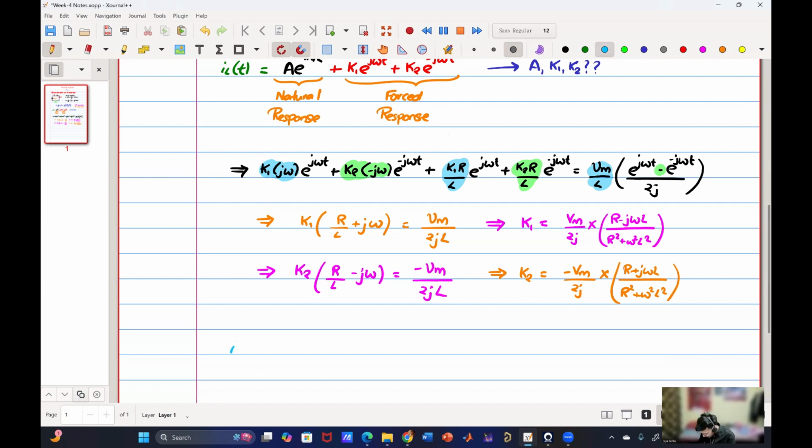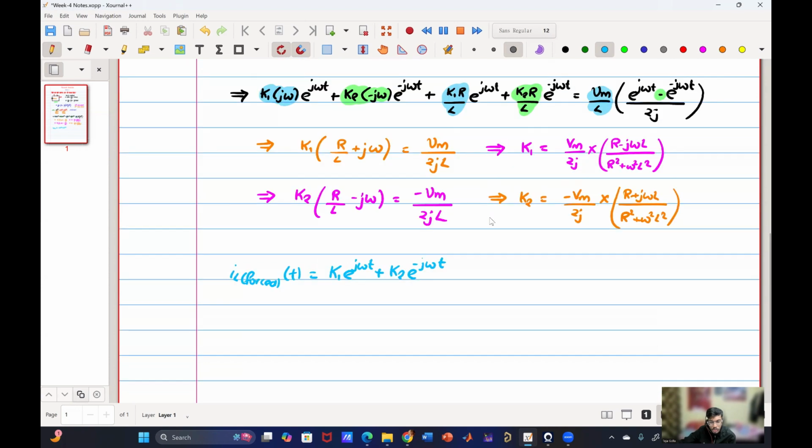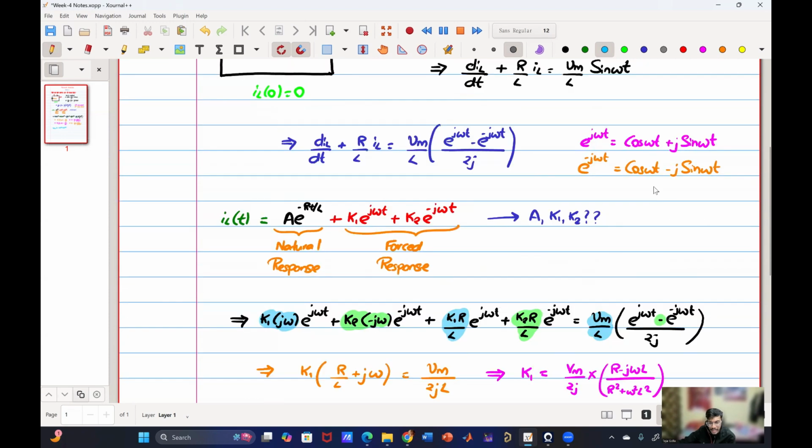So I am calculating IL forced of t, which I know as k1 into e to the power j omega t plus k2 into e to the power minus j omega t. So now what I am going to do is this e to the power j omega t term, right? I will segregate the constant term and I'll segregate the imaginary term so that I can write in this form.